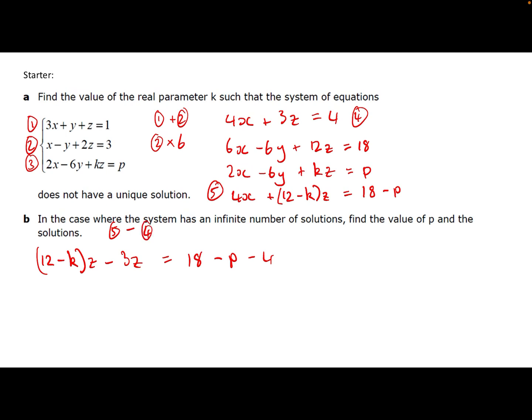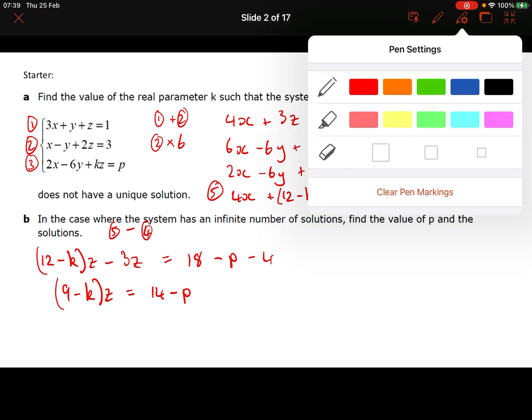And so, again, factoring out z's, I will get 12 minus k minus 3, which is 9 minus k, times z, is equal to 14 minus p. We're now in a position to actually answer this question, because if there is no solution to this equation, it means that z has no solution in this equation. And hopefully you can see it. Let me just change colour here.